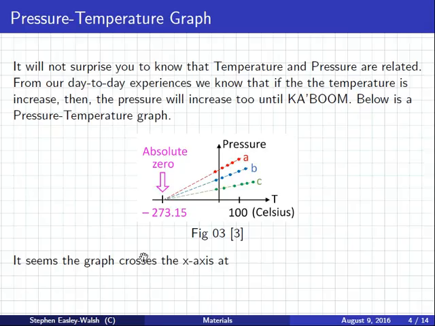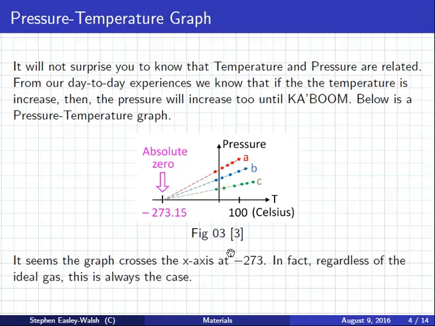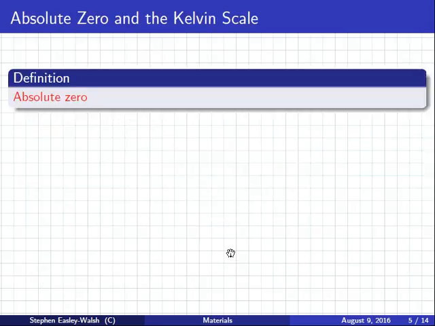So this gives us the idea of absolute zero, meaning the coldest anything can be, minus 273.15. So it didn't actually matter if it was a gas or whatever it was. It turns out everything is like this. So this gave him the idea of setting up a new scale.